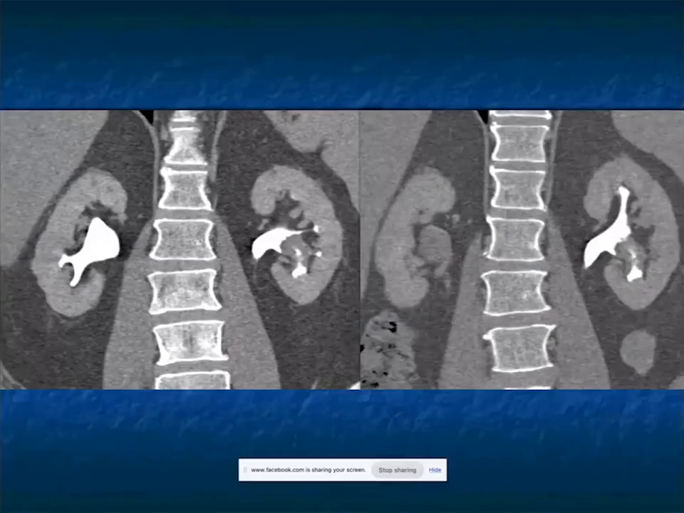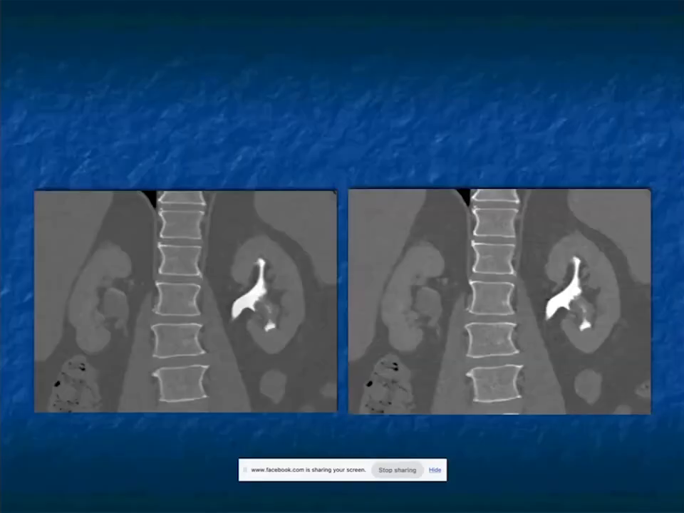A really, really nice example showing the value of multiplanar reconstruction and also the importance of delayed phase imaging, particularly in detecting and defining transitional cell carcinoma. There it is again.